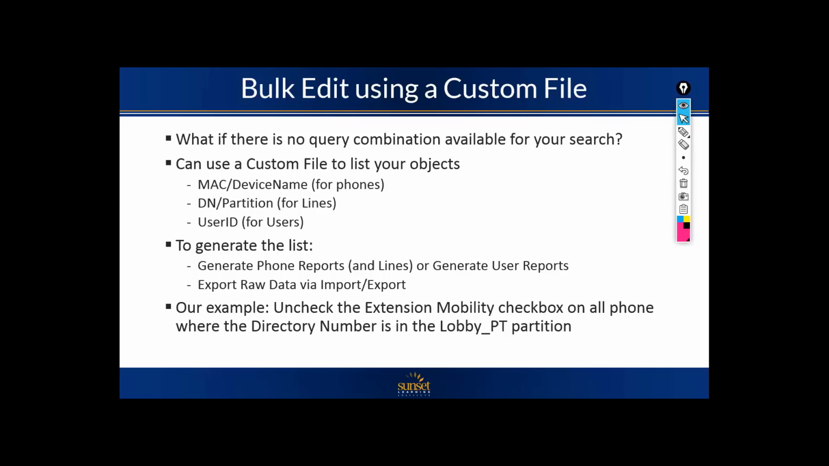For directory numbers, I need directory number and partition. I need both of those. And for users, I just need the user ID. So just a list, and that will allow me to make the change. It gives me the set of objects I'm going to change. To generate this list, generate phone reports is how we're going to do it.